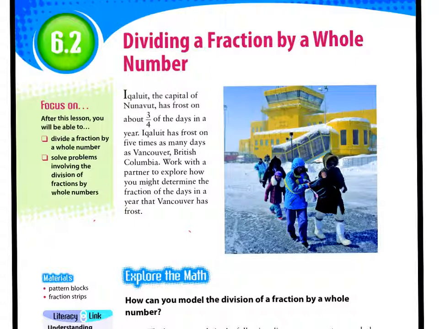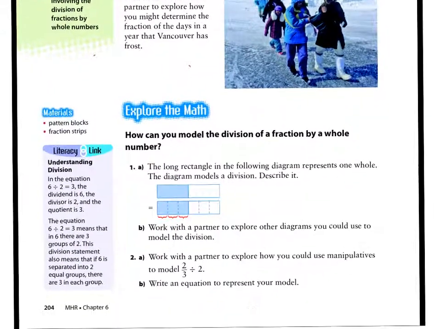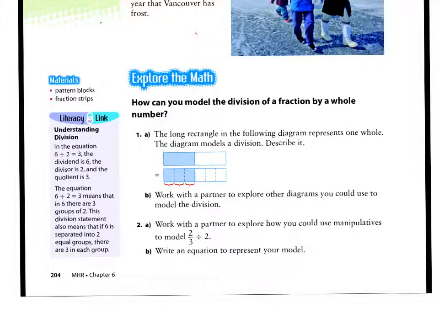Okay, so I assume you have the title down now. Go down to the bottom, and I want you to copy down the subtitle, which is Explore the Math, page 204, and how can you model the division of a fraction by a whole number. Now what I'd like you to do is just do one question at a time. So if you do question 1, do that one. Press pause first though, and then try the question, and when you finish question 1, A and B, come back and press play and see how you did.